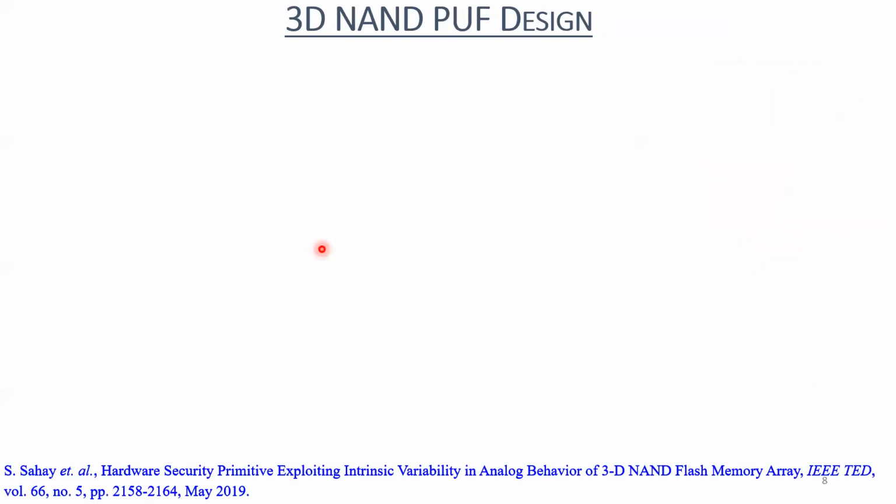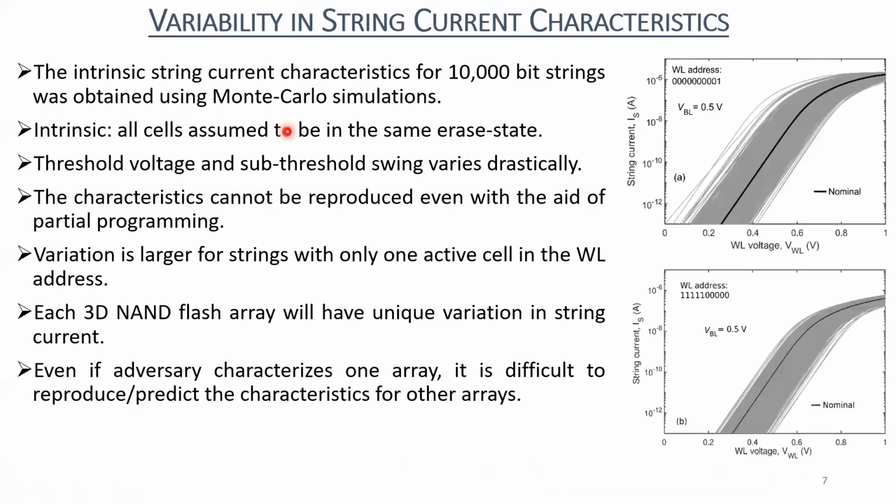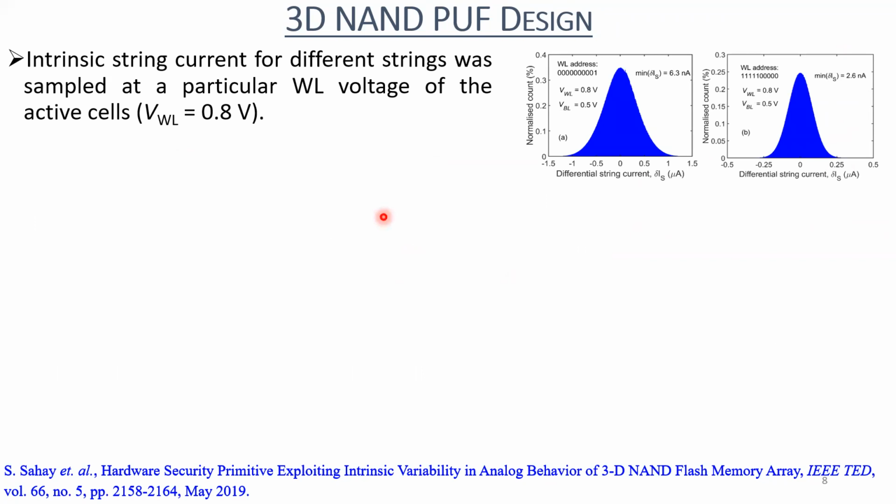Okay, so how can we design a 3D NAND PUF? What I did was I sampled the intrinsic string current for different strings at a particular word line voltage, let's say 0.8 volts. I sampled at 0.8 volts the value of string current of all these strings. And then I found out the differential string current, that is the difference in the string current between two different strings. Those two strings can be located anywhere along the array. They can be either neighbors or they can be located far off.